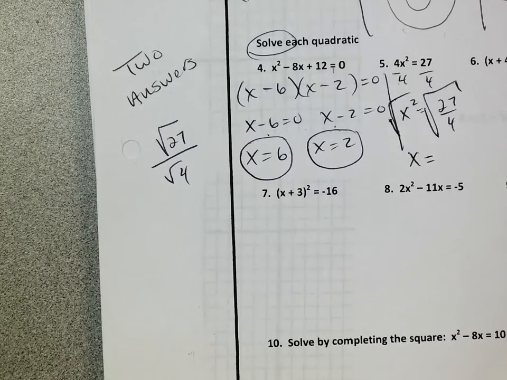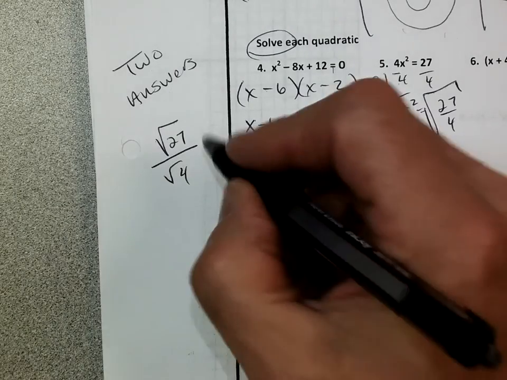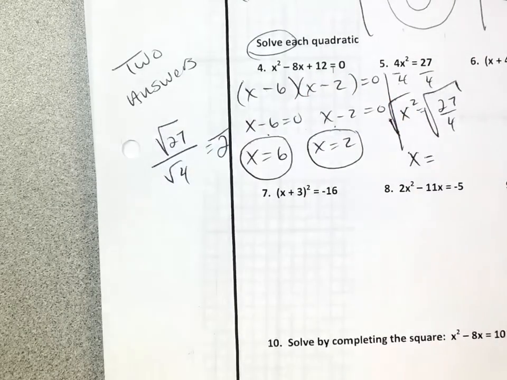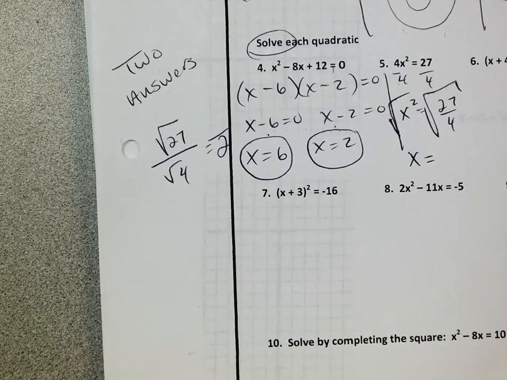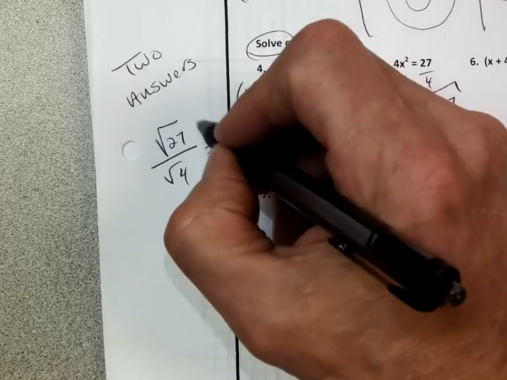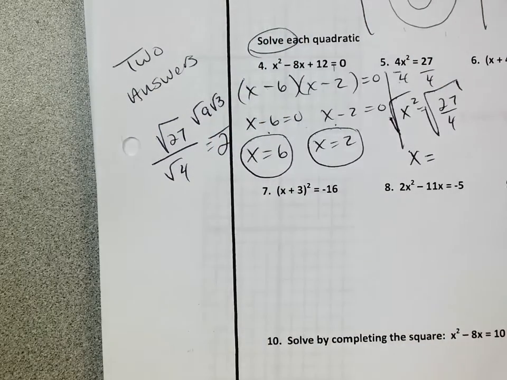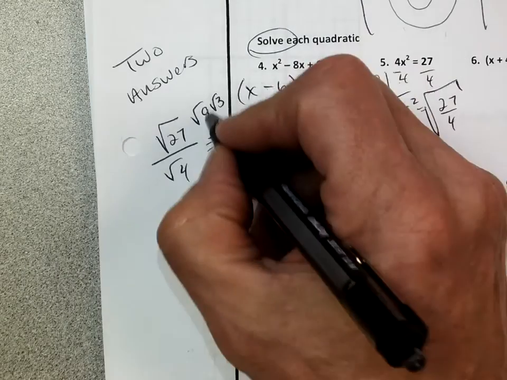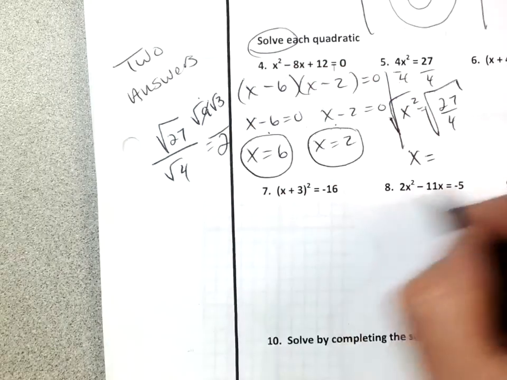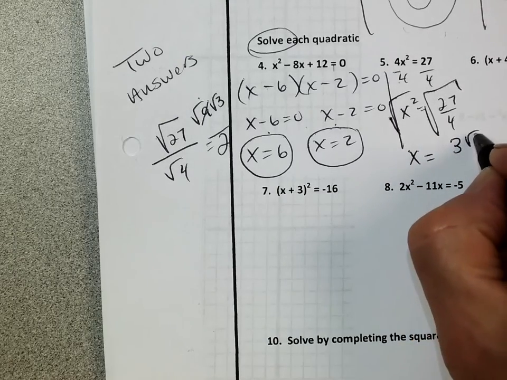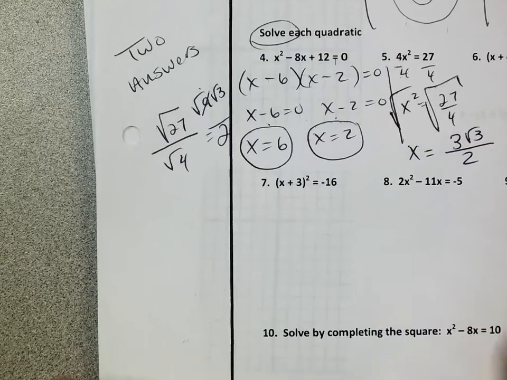Because that's really what this says. Well, the square root of 4 is easy. That's just 2, right? The square root of 27 isn't a very good square root, but it can be broken down. I can make 27 into 9 times 3, and I like 9 times 3 because the square root of 9 is just 3, so I can reduce this. So if I take the square root of 3, I get 3 square roots of 3 over 2.